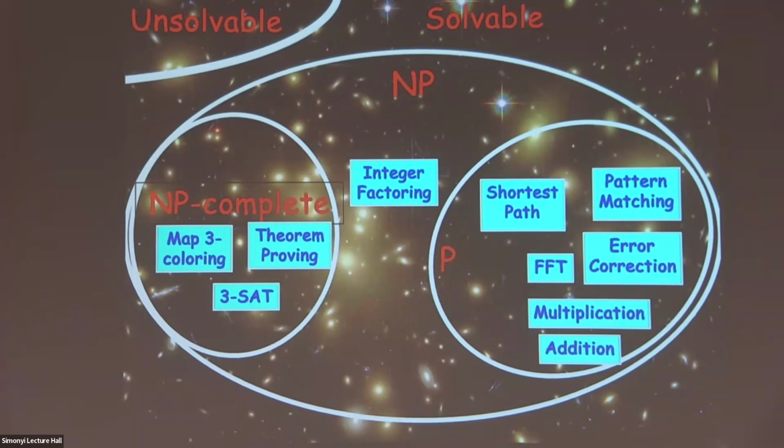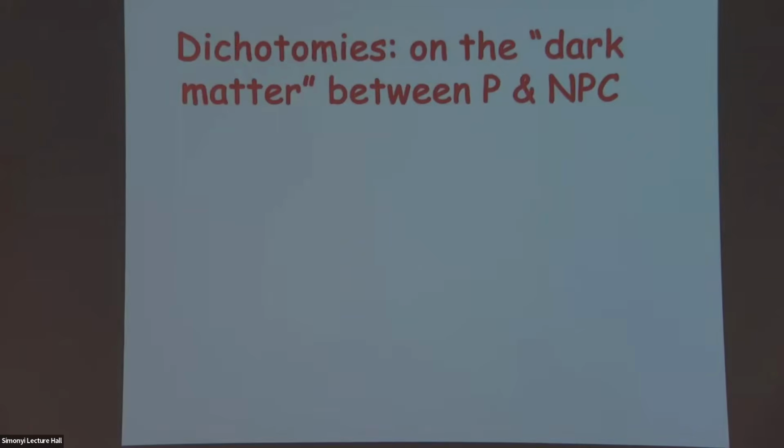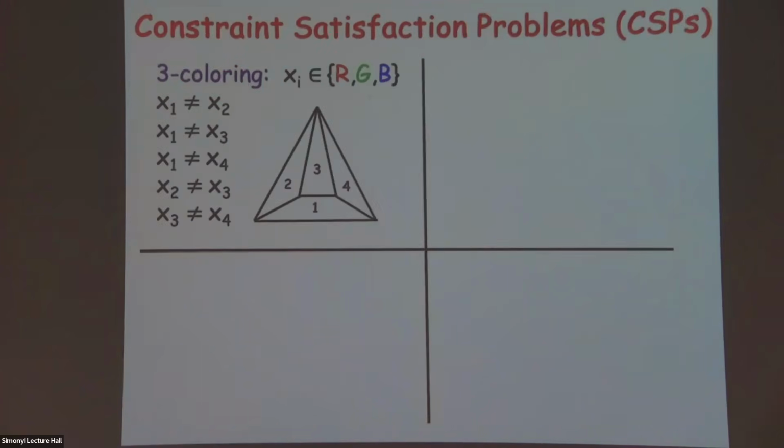On the other hand, we are guaranteed by a simple theorem of Ladner from the 70s that if P is different than NP, there is an infinite sequence of problems of higher and higher complexity. Every one is super polynomially harder than the other. So why don't we see them? Where are they? There is like dark matter here. Okay, so let's explore this dark matter. Are there problems there or not? And I will tell you about two dichotomies, very basic and general theorems about this dark matter.